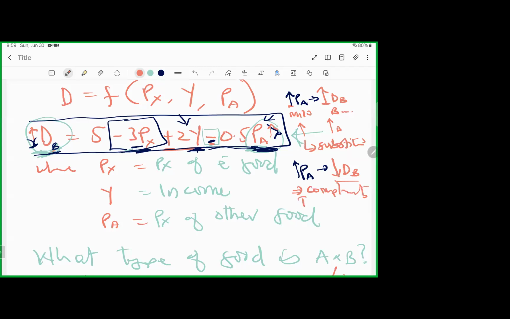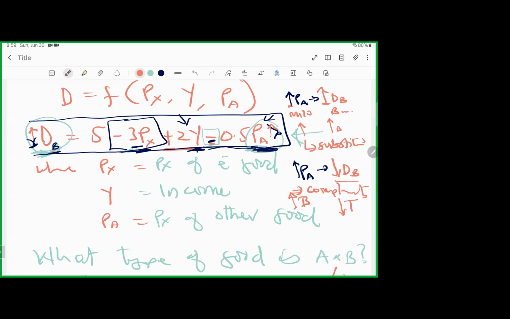Because, for instance, a torchlight and a battery. When there is an increase in the price of a battery, what will happen to demand for torchlight? Demand for torchlight will fall because you would be buying the battery at a higher price if you go to buy a torchlight, because you cannot use the torchlight without a battery.